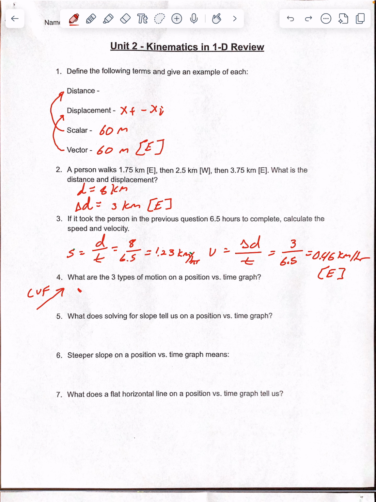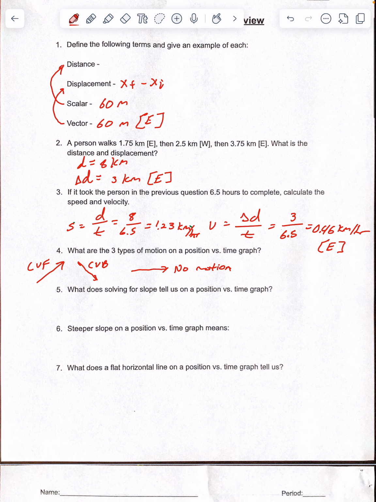Then you have constant negative motion, or constant velocity backwards. Either way, it doesn't matter, backwards, negatives, however you want to say it, as long as you can understand the two. And then you have no motion. That's a flat line, so that means we are not changing position on a position versus time graph, which we're going to do here in just a sec.